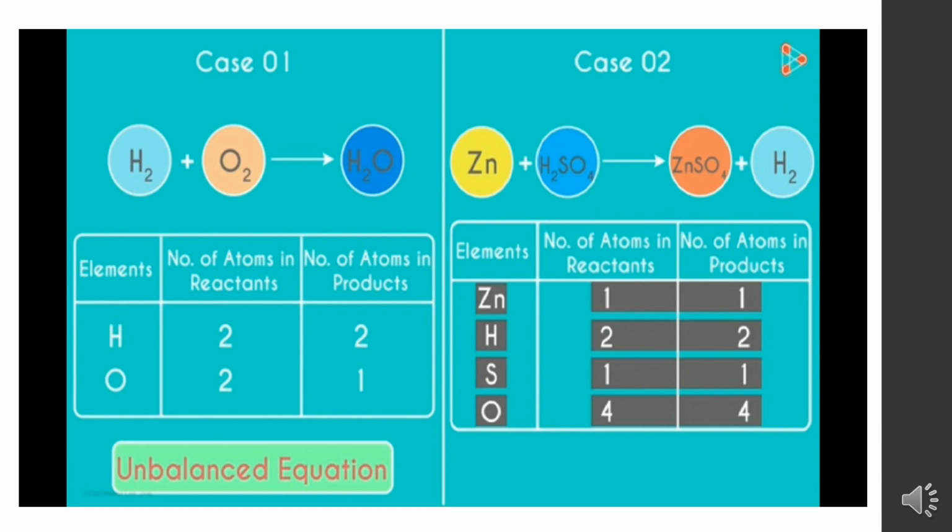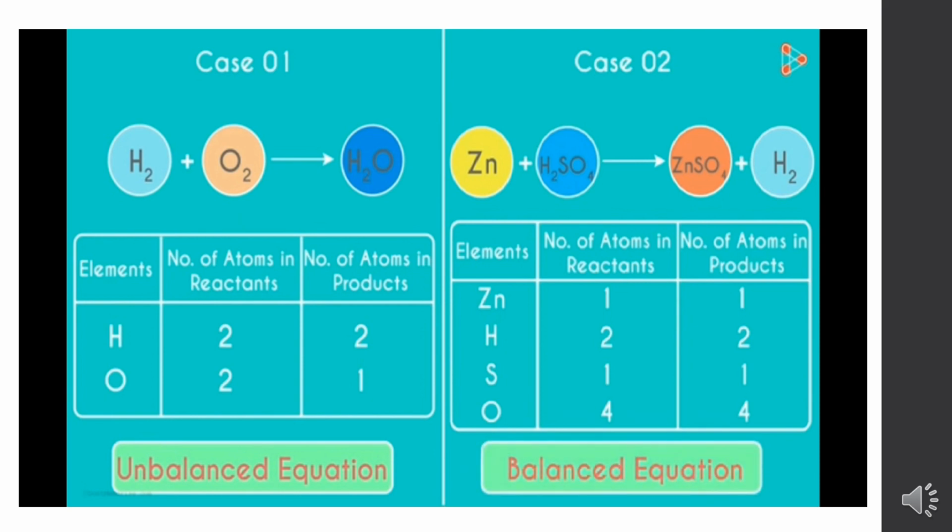Now, the number of zinc atoms on the reactant side is 1, as well as in the product, also 1. The number of hydrogen on both sides will be 2. The number of sulfur on both sides will be 1. The number of oxygen on both sides will be 4. Now, the number of atoms on the reactant side is equal to the number of atoms on the product side. So, this equation which has the same number of each element on both the reactant as well as product side is called a balanced chemical equation.